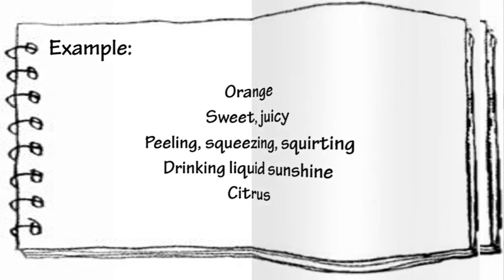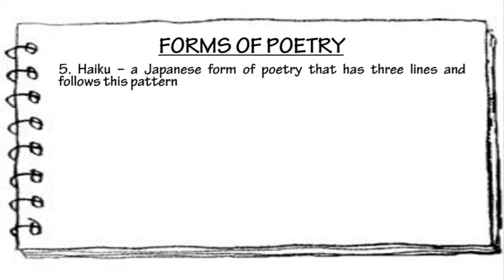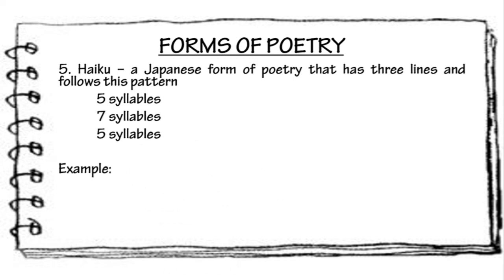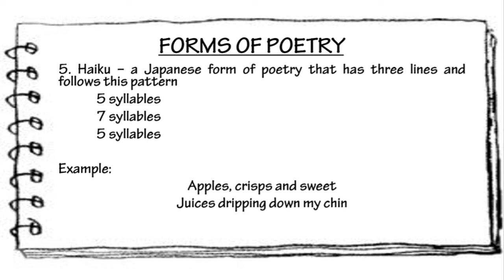The fifth form of poetry is haiku. Haiku is a Japanese form of poetry that has three lines and follows this pattern: five syllables, seven syllables, and five syllables. Example: Apples, crisp and sweet, juices dripping down my chin, yummy fall delight. As you can see, we follow the 5-7-5 syllable pattern.